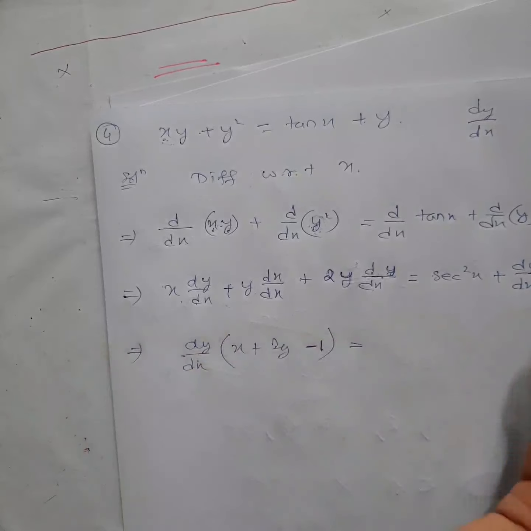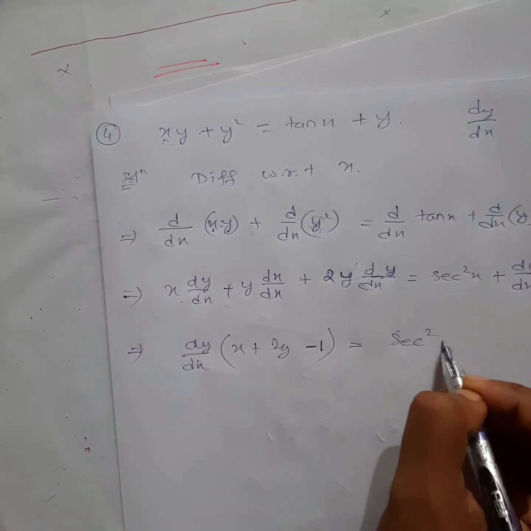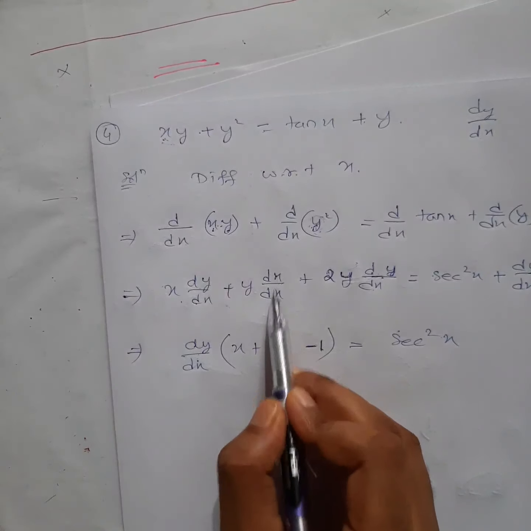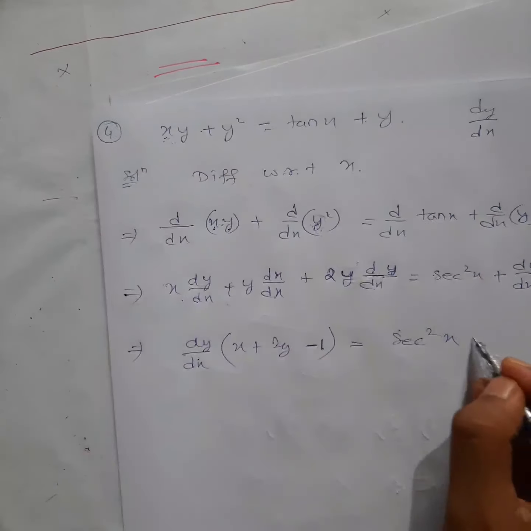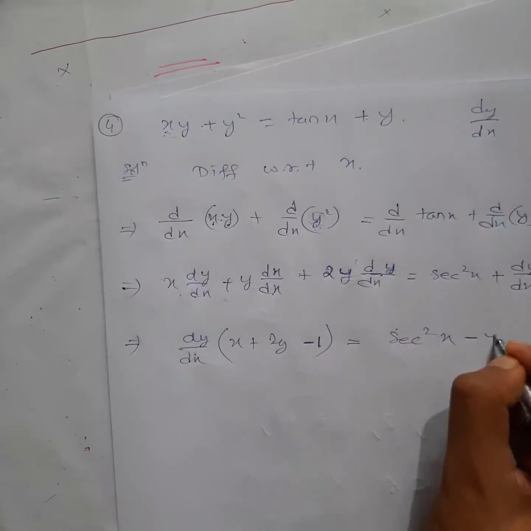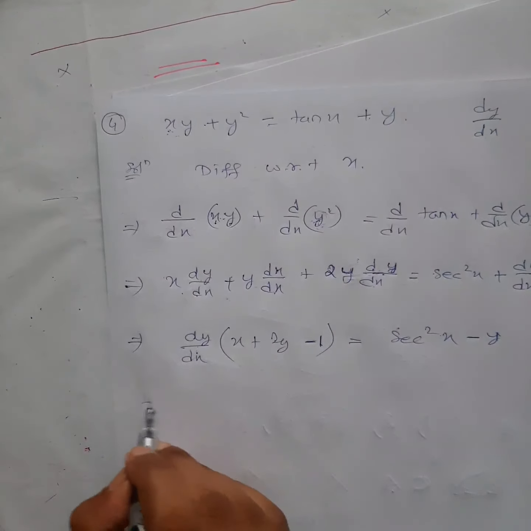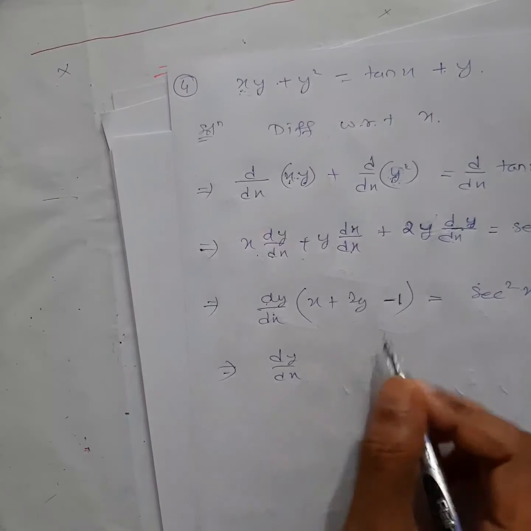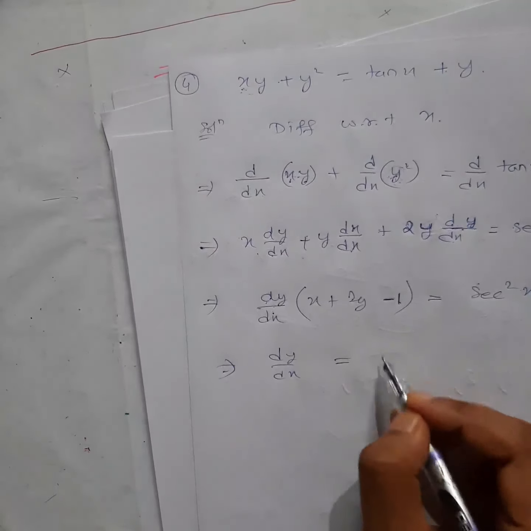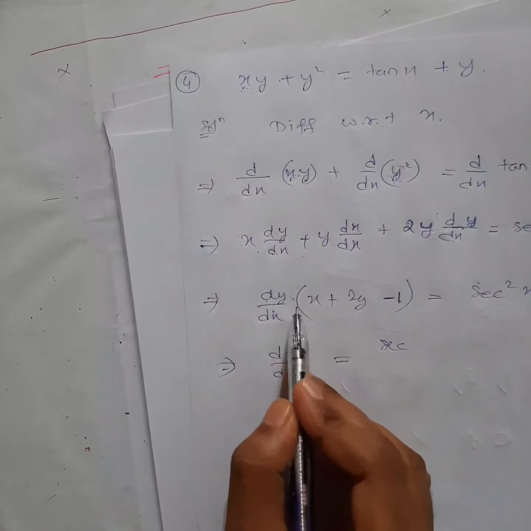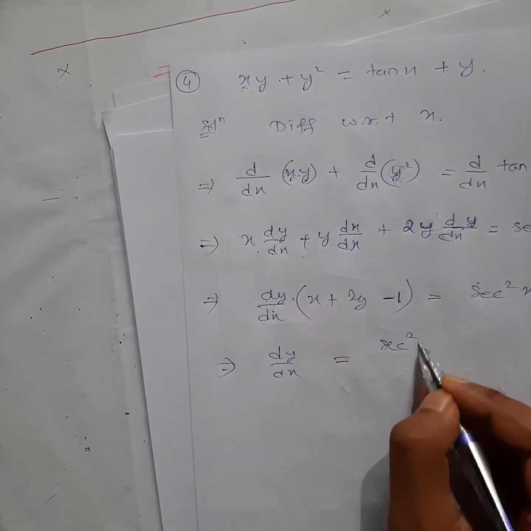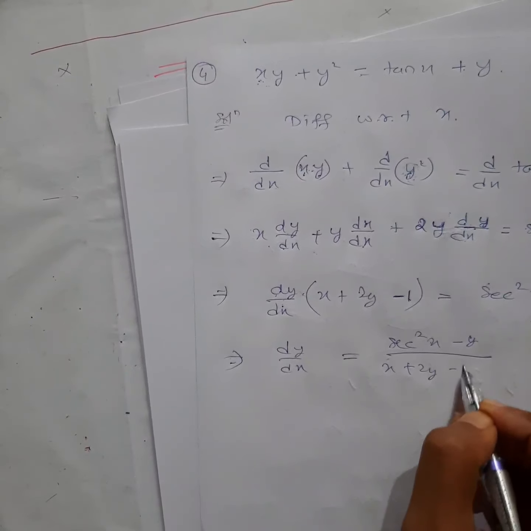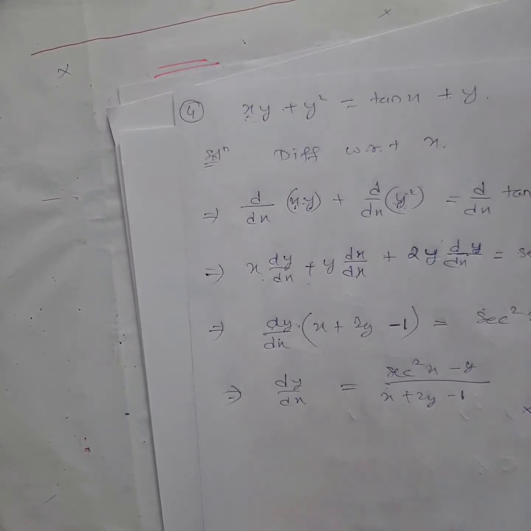So the rest I will keep on the other side. So this is already on the other side, sec square x. Then what will I bring? This one. This is 1. So what is left out? Only y. So y, if I have to bring it to that side, minus y, right? So I have to find dy by dx. So let's keep dy by dx alone here, and let's bring this to that side. So what will it be? It is in the form of a product, so it will become division, right? Sec square x minus y by x plus 2y minus 1. So that's your answer. Dy by dx, we got it.